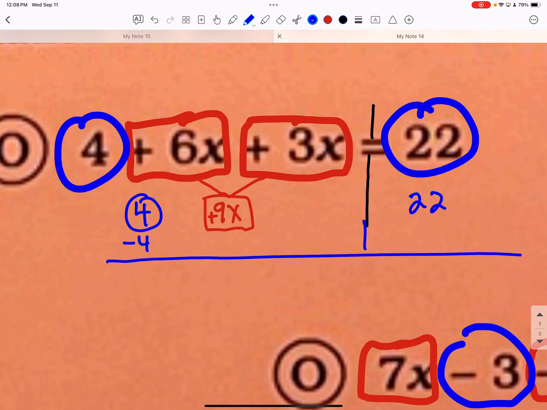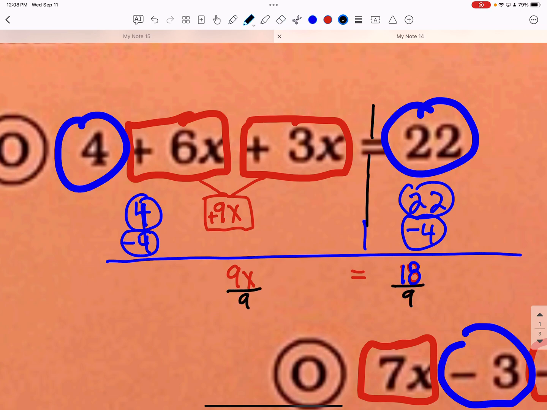And we're going to use negative 4 to move this over with the baby's clothes where it belongs. So now we have 9 X's equals positive 22 minus 4 is positive 18. That should be blue. Now that we have one room for mine and one room for the baby's clothes, the last step is top versus bottom, divide by 9. X equals 2.